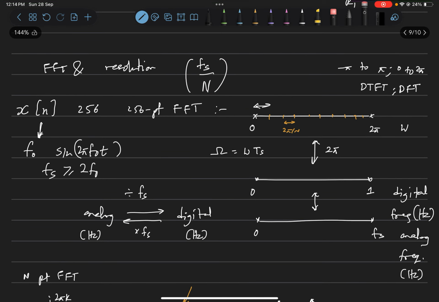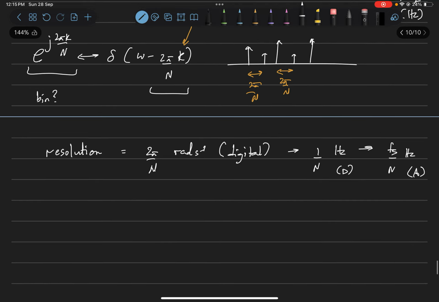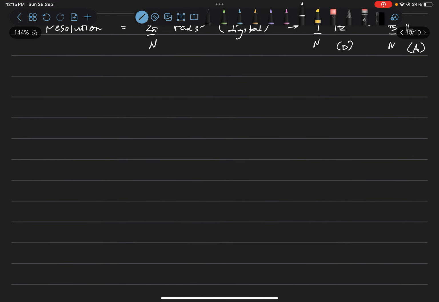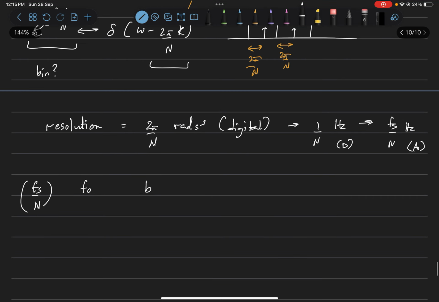So now we come back to the original problem statement. We had a sinusoid at frequency f0, and we had 256 samples of it, and we took a 256 point FFT. So now what will happen is, you have the resolution of fs by n, and the input frequency was f0. Now what I mentioned here about bins, what is a bin? As I mentioned, your 0 to 2 pi or 0 to fs for that matter is divided into intervals of fs by n.